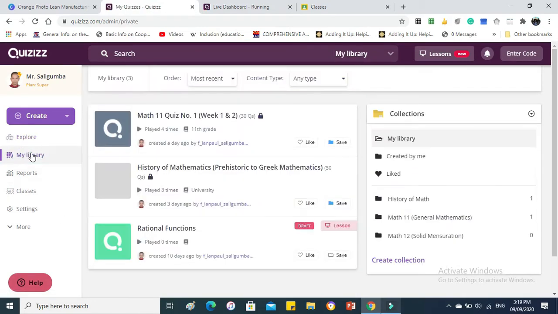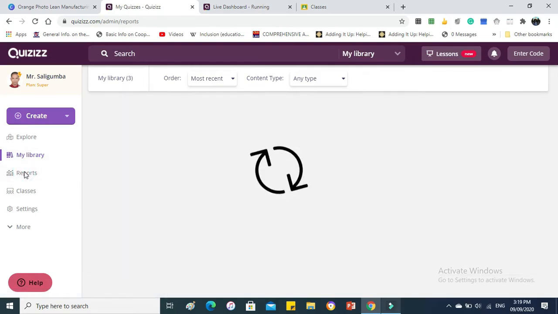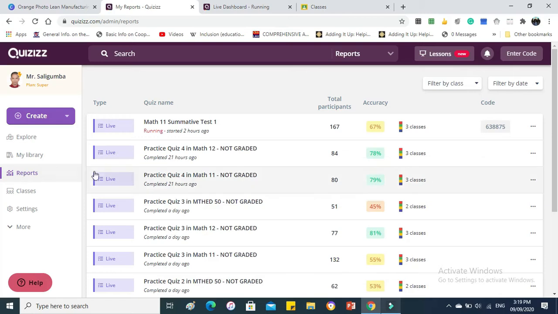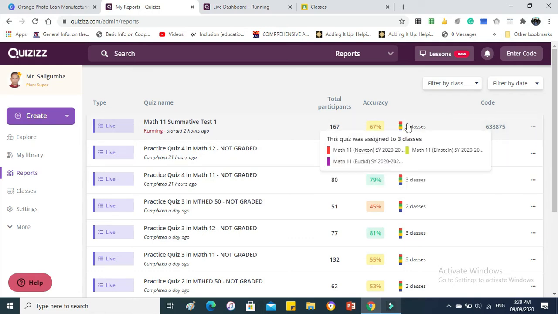This is my library, where you can find the quizzes and lessons that I made. And this is the report, where you see the results of the quizzes that you give. As you can see here, this one is running because the quiz is ongoing. It has a total of 167 participants and the accuracy is 67%. It was assigned to three classes, namely Newton, Einstein, and Euclid. Later, I will be turning this off.